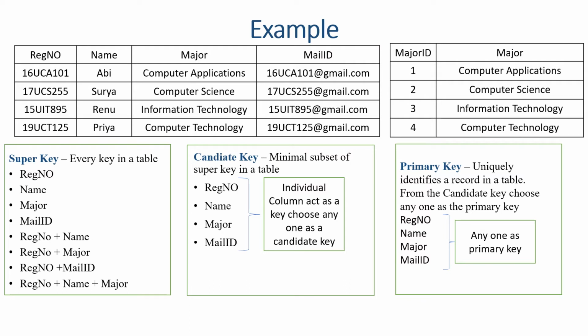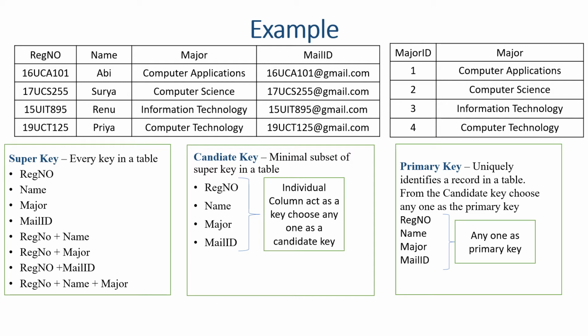So these are two tables, one is called the student table and another one is called the major table. In the student table we have the register number, name, major and the mail ID, whereas in the major table we have the major ID and the majors. So first we are going to see the super key. Every key in a table is called a super key.